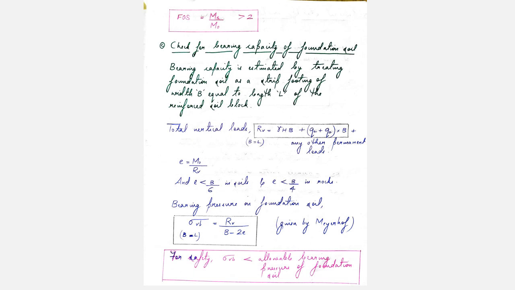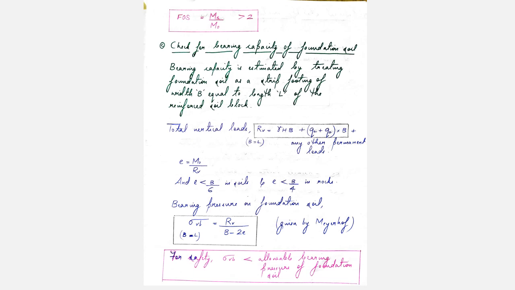First we have to calculate the total pressure which is coming on the foundation soil. For calculating the same, we will be assuming this foundation soil as a strip footing of length L. Basically a strip footing of width B, but here in this case that width B is equal to the length L of the reinforced soil rigid block.